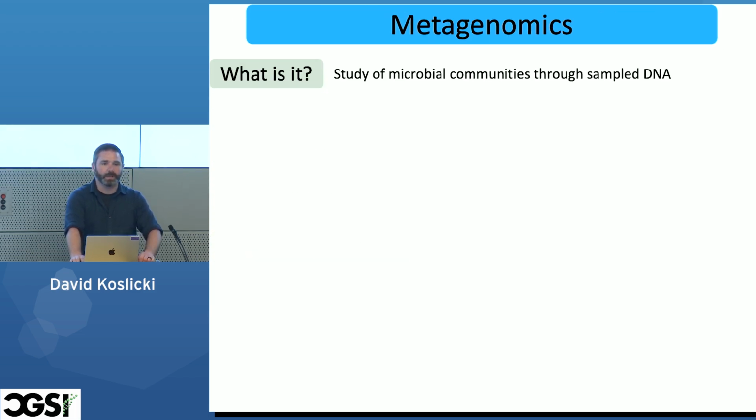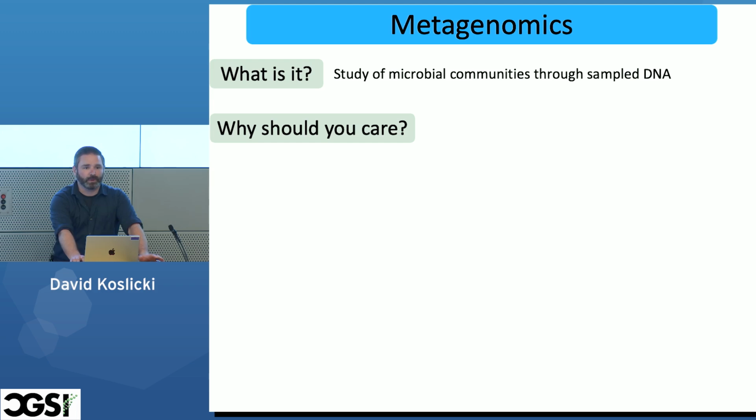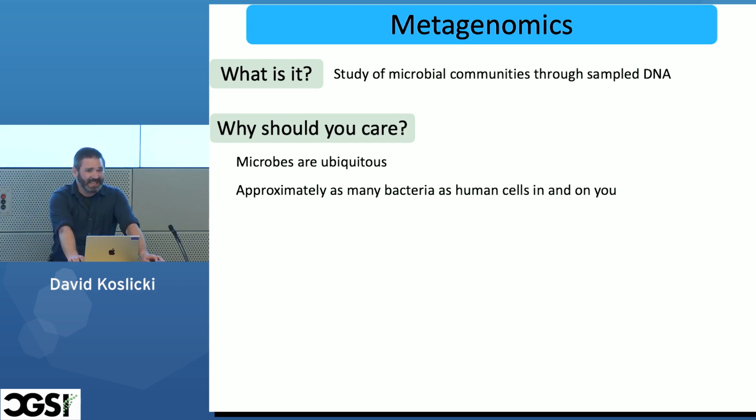Okay, so first up, metagenomics. I'm aware that not everybody here does metagenomics, so a one-slide quick introduction of what it is. It's a study of microbial communities through their sampled DNA. Okay, sounds straightforward enough. Why should you care? Microbes are absolutely everywhere. They're ubiquitous. They're on basically every surface, in the soil, in and on you. And in fact, there's basically as many bacterial cells as human cells in and on your body. So whether you're human or microbial, it's kind of a toss-up.